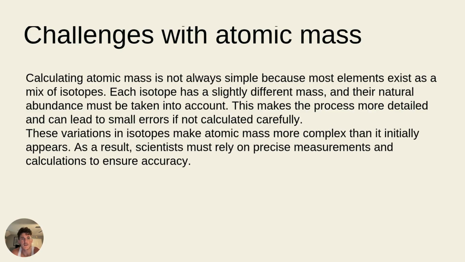Challenges. Calculating atomic mass is not always simple because most elements exist as a mix of isotopes. Each isotope has a different mass, and their natural abundance must be taken into account. This makes the process more detailed and can lead to small errors if not calculated carefully. This variation of isotopes makes atomic mass more complex than it initially appears. As a result, scientists must rely on precise measurements and calculations to ensure accuracy.